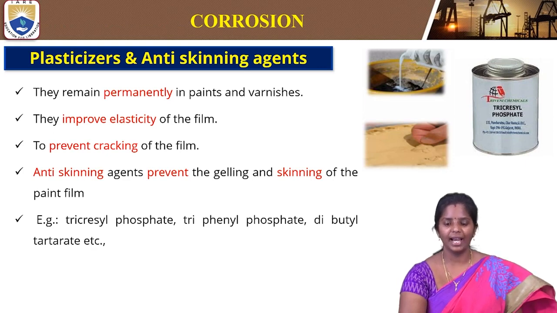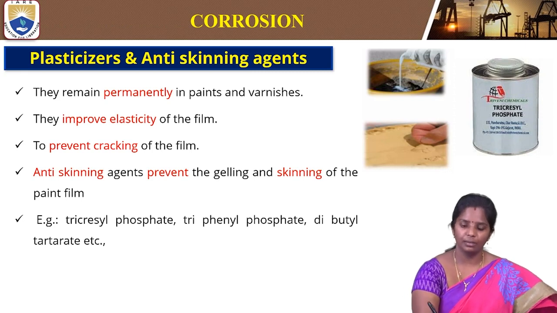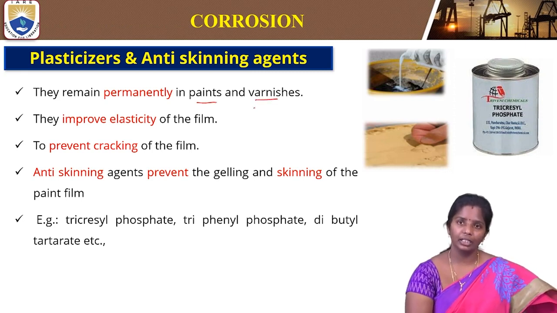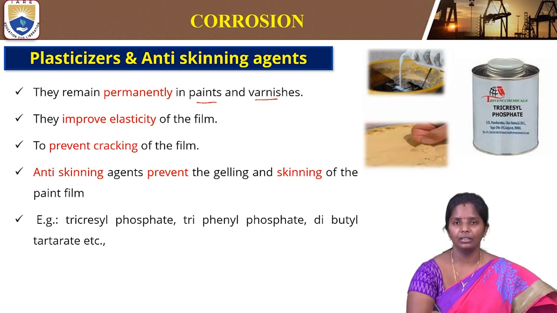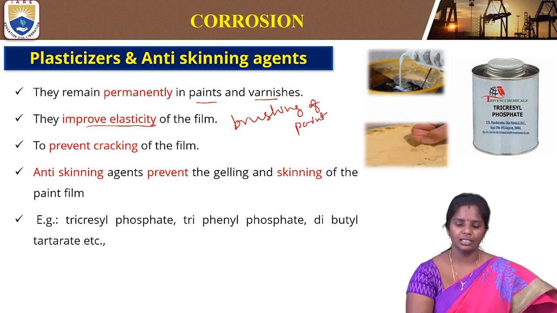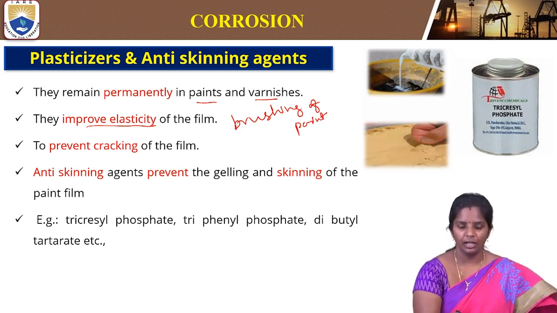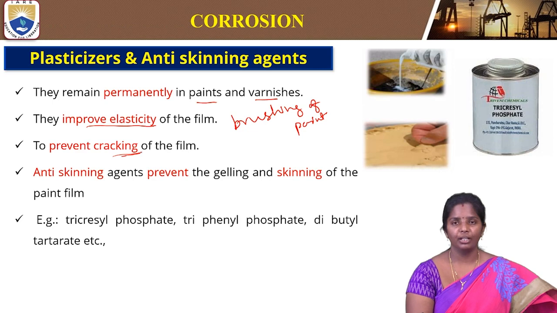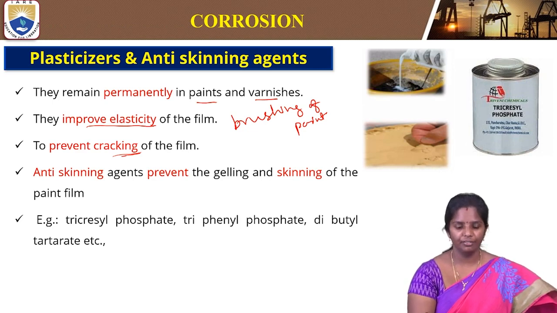Then plasticizers and the anti-skinning agents. What are plasticizers? They are present in the paints and varnishes. They will increase the elasticity, I mean the brushing capability of paint. So they improve the elasticity of the film. When we are applying paint, it should have the elasticity so that it spreads smoothly and evenly onto the metal surface, and it also prevents the cracking of the film.